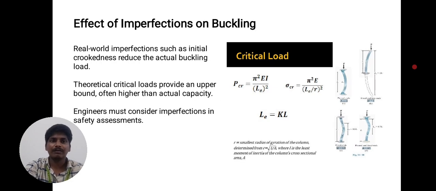Effect of imperfections on buckling. Real world imperfections such as initial crookedness reduce the actual buckling load. Theoretical critical loads provide an upper bound, often higher than actual capacity. Engineers must consider imperfections in safety assessments.